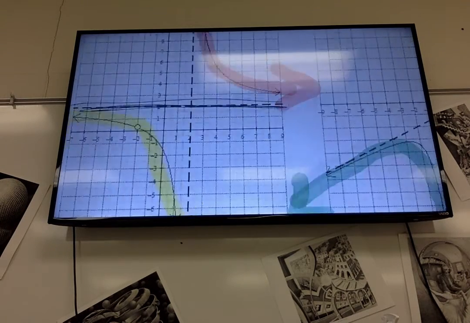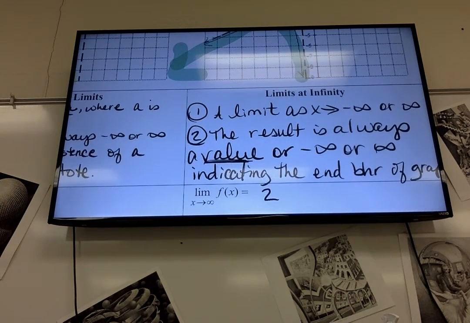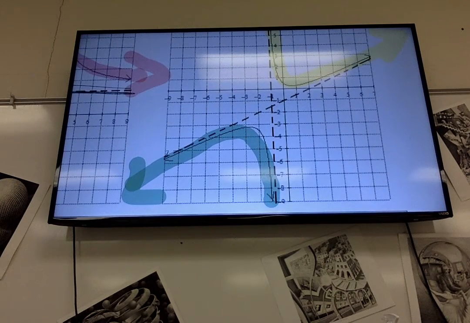If it's not a value, if it's positive or negative infinity, then what is it? A slant asymptote.